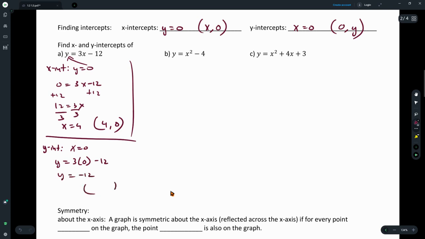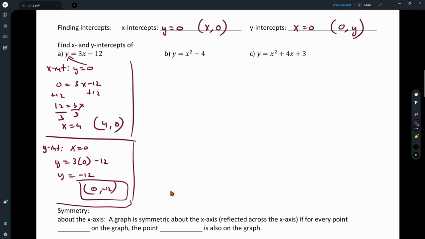All right, so I get -12 for y, and my x is 0. And there is my y-intercept. Same exact thing no matter what kind of function you have. Okay, so x-intercept, again, is when y is equal to 0. I put 0 in for y, and I solve for x.